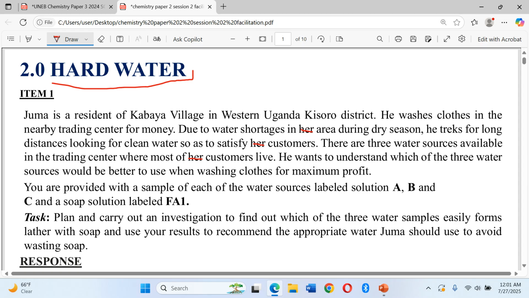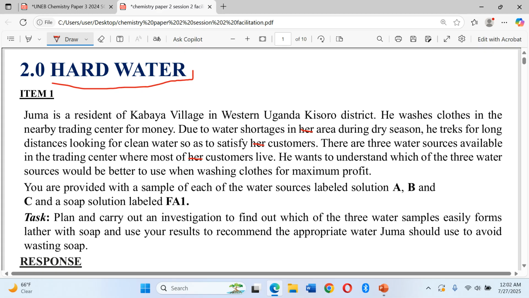Now, are you seeing this? In this scenario, we can see that Juma has been provided with water from 3 sources, labeled A, B, C, and now he wants to find out which one is the best. Which one can he use for washing his clothes and maximize the profit? Which means we need to look for the one which is soft compared to the others.